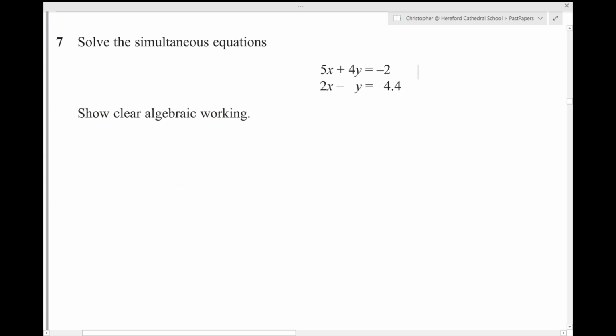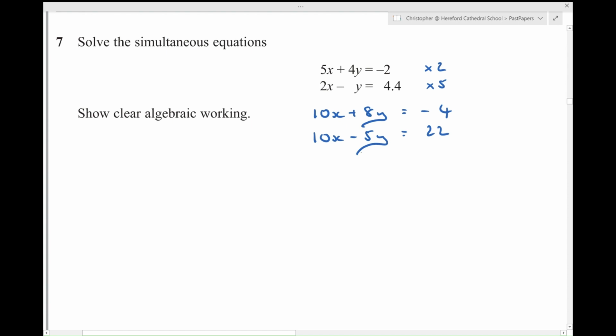Question 7, simultaneous equations. Right, I'm going to get the coefficients on x the same and then subtract my equations. I'm sure you might have a different way of doing it, and with any luck, if you did it a different way, you end up with the same solution as me. So I'm going to multiply the top equation by 2 to give me 10x in the top equation, and I'm going to multiply the bottom equation by 5 to give me 10x in the bottom equation. Top equation by 2: 10x + 8y = -4. Bottom equation by 5: 10x - 5y = 22.